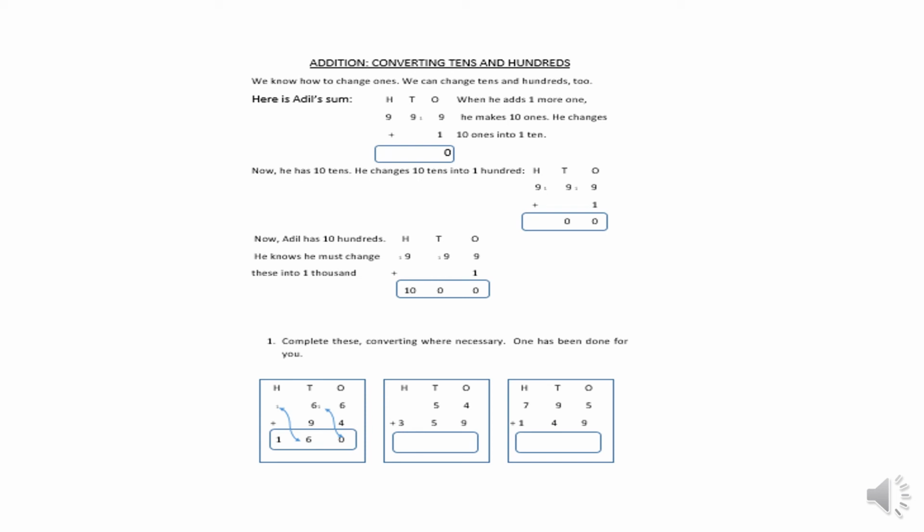In tens you have 6 and 9. When you add 6 and 9 you will get 15, and plus 1 is 16. So you will write 6 in tens and will carry 1 to the hundreds, and in hundreds there was no number, so we will write the 1 which is carried to hundreds. So the answer will be 1 hundred, 6 tens and 0 ones.